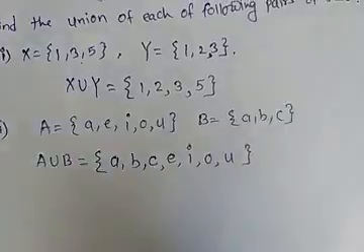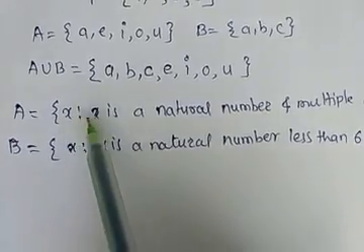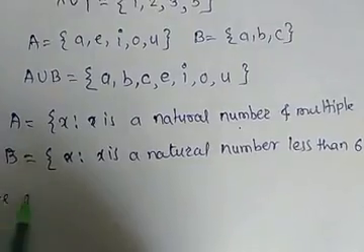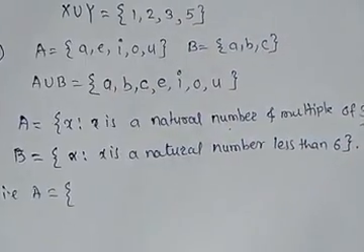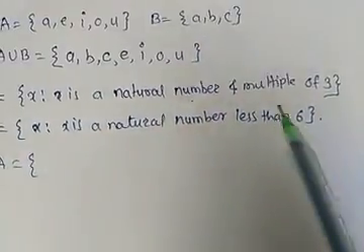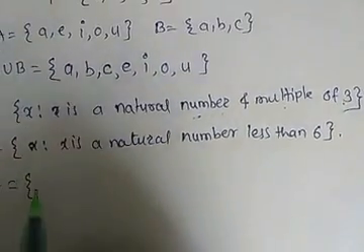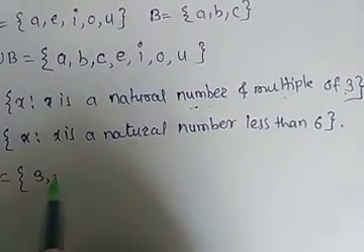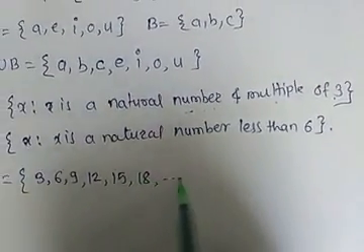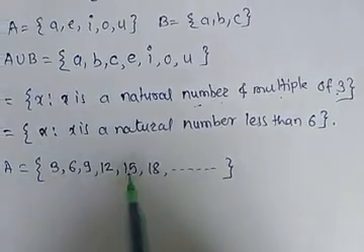Now the next example is A is equal to {x such that x is a natural number and a multiple of 3}. So A can be written as the set of natural numbers 1, 2, 3, 4, 5, 6, 7, 8, 9, 10 and so on. Now we have to write only the natural numbers which are multiples of 3. So the multiples of 3 are 3, 6, 9, 12, 15, 18 and so on. This is our set of natural numbers which are multiples of 3.